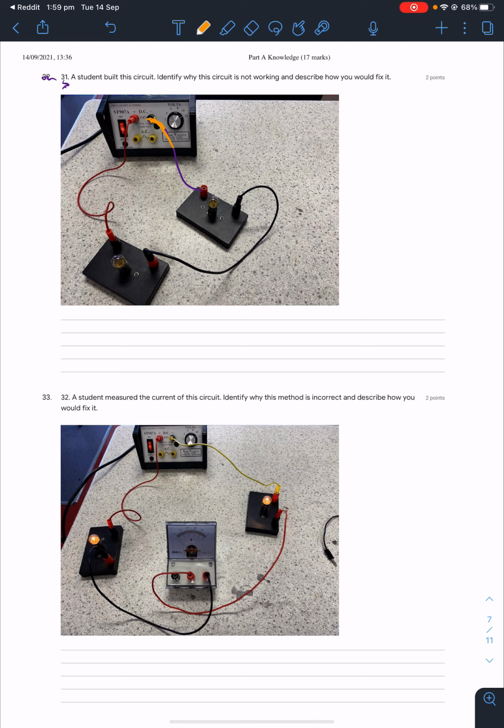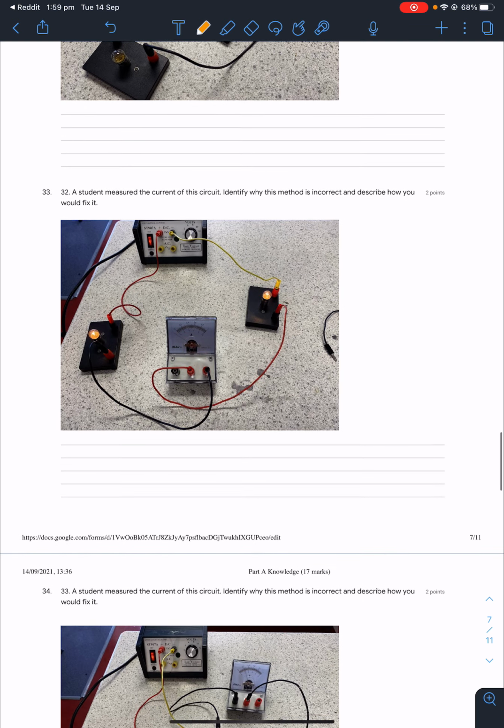What you could do, and most people got, was from the negative DC port, connect up that positive terminal for that globe there. Okay? So connecting the positive of that second globe up to the negative of the DC supply would complete the circuit. That's what we're looking for there to get the full 2 points.